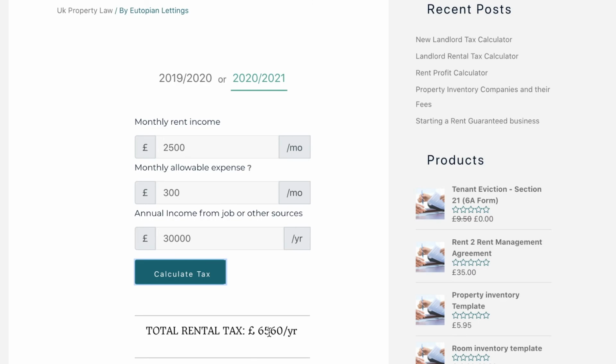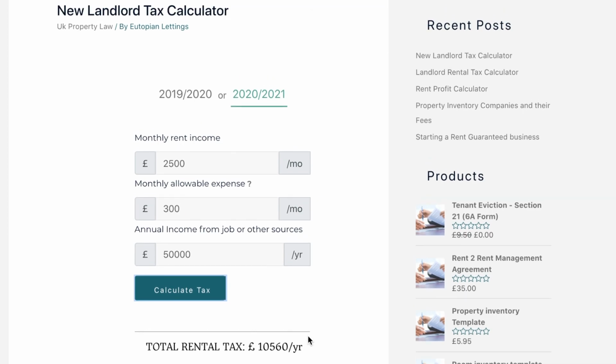the tax that you have to pay for a property if you make £30,000 on your job is 6,500. And if I leave the rental amount the same, but I put 50,000 here, your rental income, after you deduct your allowable expenses, is going to be taxed at a 40% rate. Look at this number. Yeah, I know that's a lot of money to pay in tax. But that's how you calculate it.